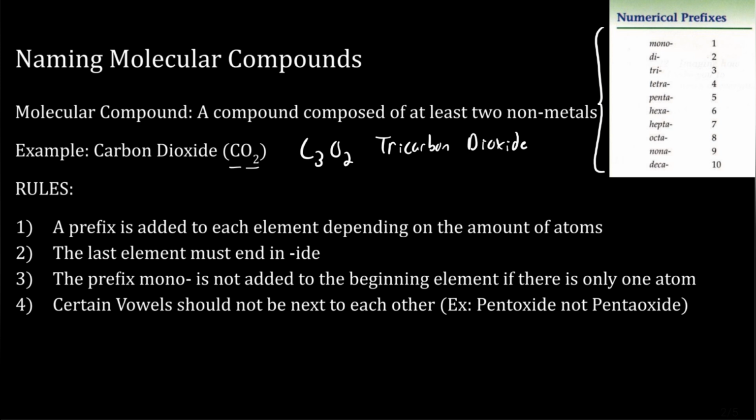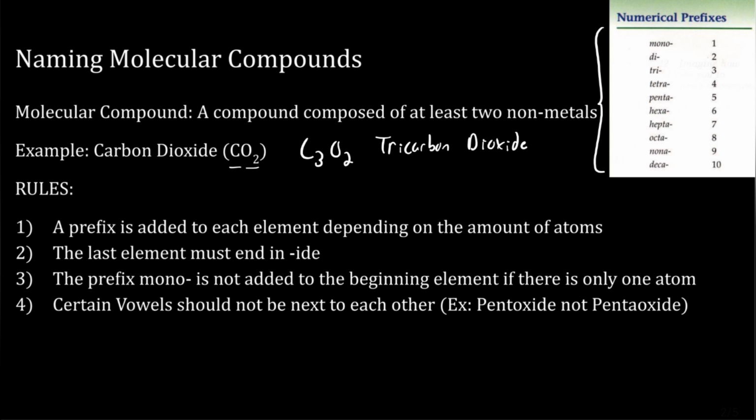Rule 2 states that the last element must end in "ide." So here we have carbon and oxygen, but it's not carbon dioxygen, it's carbon dioxide, because we take away the last few letters from oxygen and we make it IDE. That's where we get carbon dioxide from. Number 3 we've already covered is that the prefix mono is not used on the first element, even if we have one of that element. The prefix mono is only used on the second element.